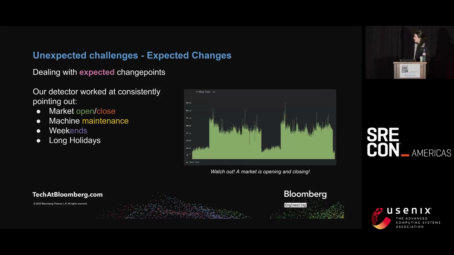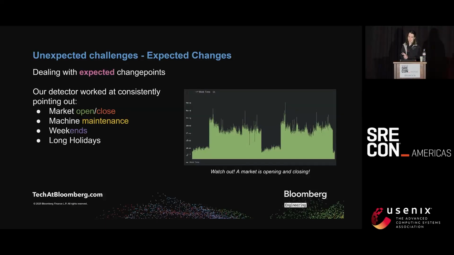Ironically, the first of these is expected changes. So our algorithm here was really good at detecting the market opening and closing, machine maintenance periods. If your calendar wasn't working, it could tell the weekend's really great.